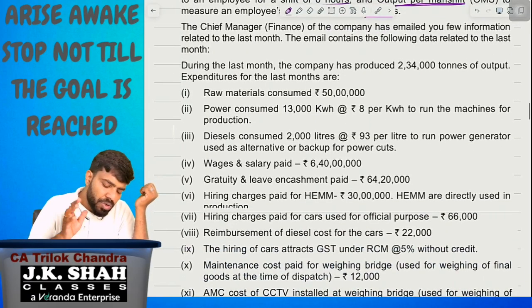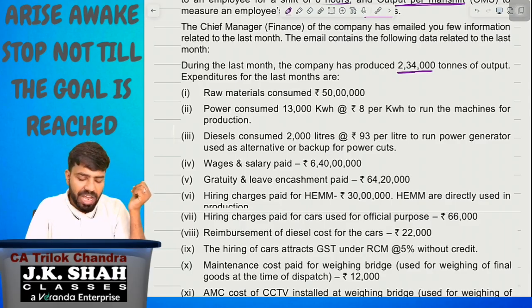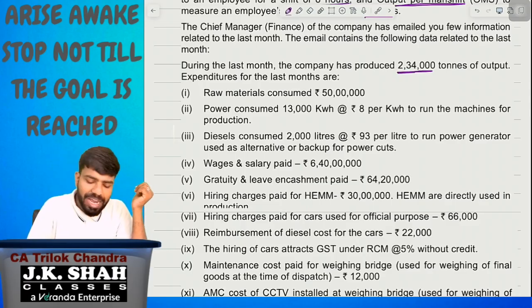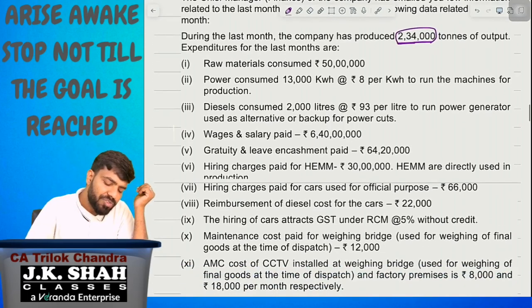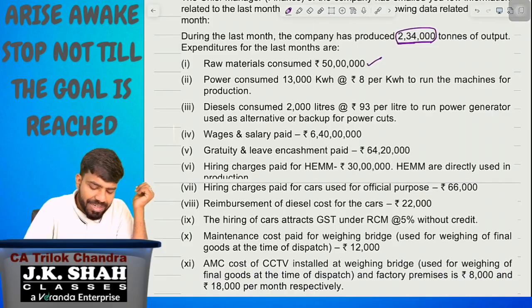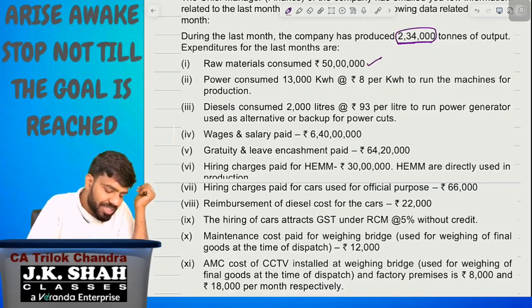During the last month, the company has produced 234,000 tons of output. The expenditure for the last month is as follows. So totally how many tons produced? 234,000 tons produced. What is the expenditure in relation to that? First one, raw material consumed 50 lakh rupees. Power consumed 13 lakh kilowatts at the rate of 8 per kilowatt. This is everything on a monthly basis.